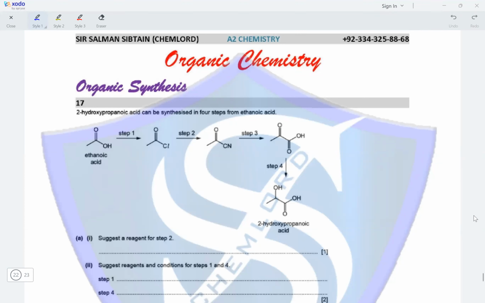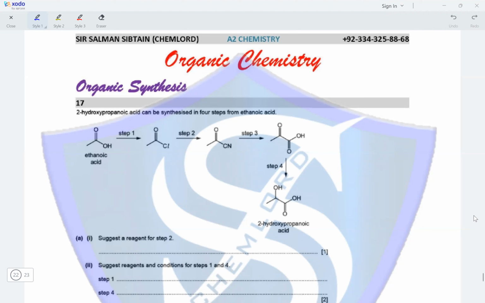Question 17. 2-hydroxypropanoic acid can be synthesized in 4 steps from ethanoic acid. So ethanoic acid is converted into acyl chloride. Acyl chloride undergoes substitution to form nitrile. The nitrile is hydrolyzed into carboxylic acid. The ketone portion of the molecule is reduced into secondary alcohol, which is 2-hydroxypropanoic acid.